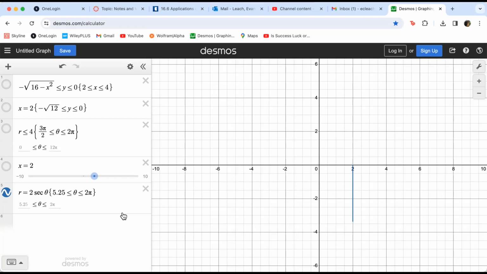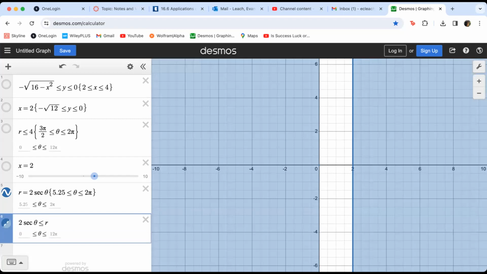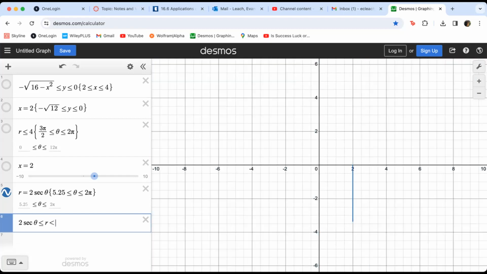One of the problems that we do run into is that r should start off at this line and go out to 4. Unfortunately for our heroes, as far as Desmos is concerned, if I start at 2 secant theta, I can't do a double inequality. They only plot double inequalities of x and y, which tells me that they're not even trying to do double inequalities of the radius in polar coordinates. But they got polar coordinates, so that's the thing.